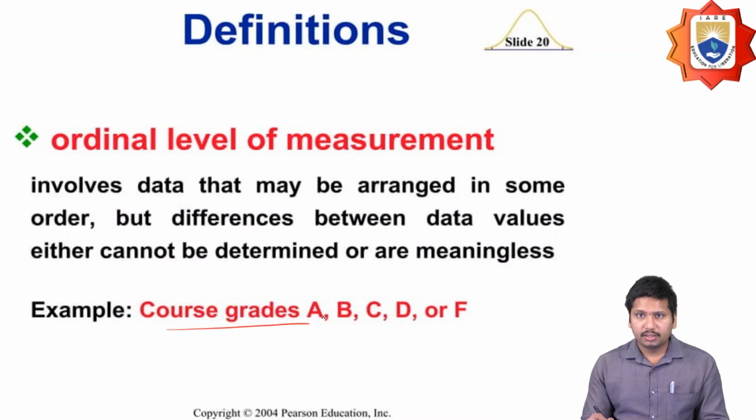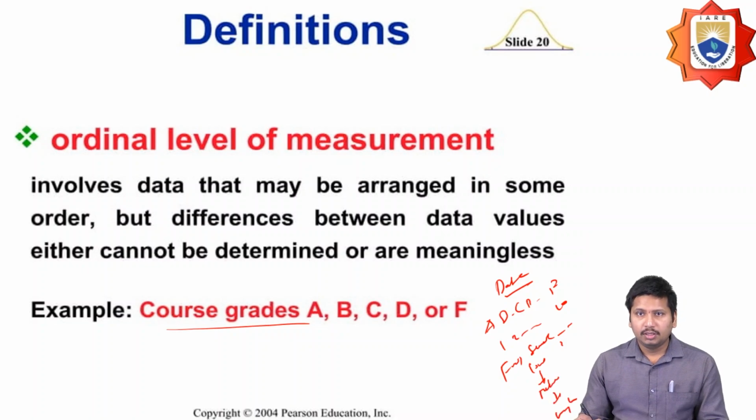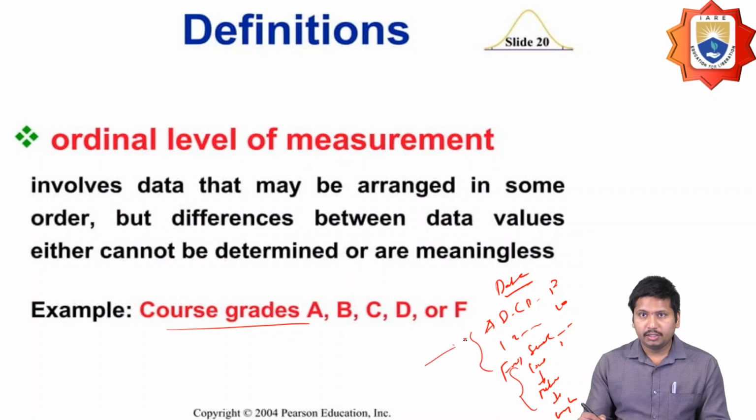An example is course grades like A, B, C, D, F. Data arranged in some order, like A, B, C, D, or 1, 2, 3, 4 to 10, or first, second, or low, medium, high, should be treated as ordinal data, at the ordinal level of measurement. This level involves data arranged in order, but the differences between the data values cannot be determined or are meaningless.